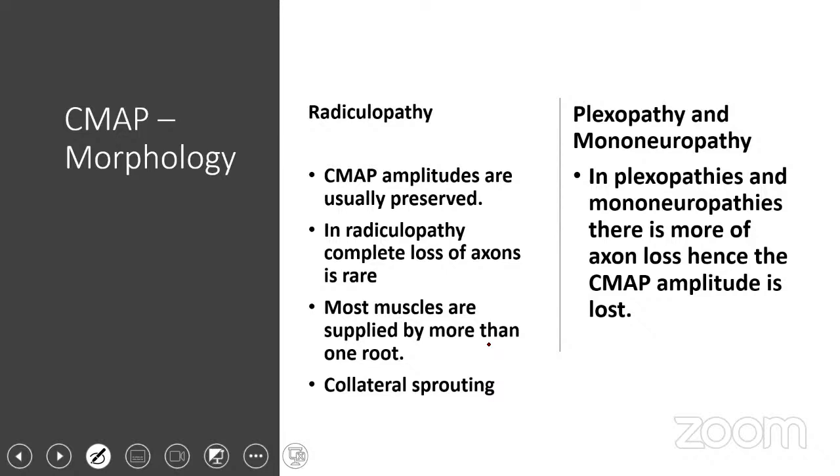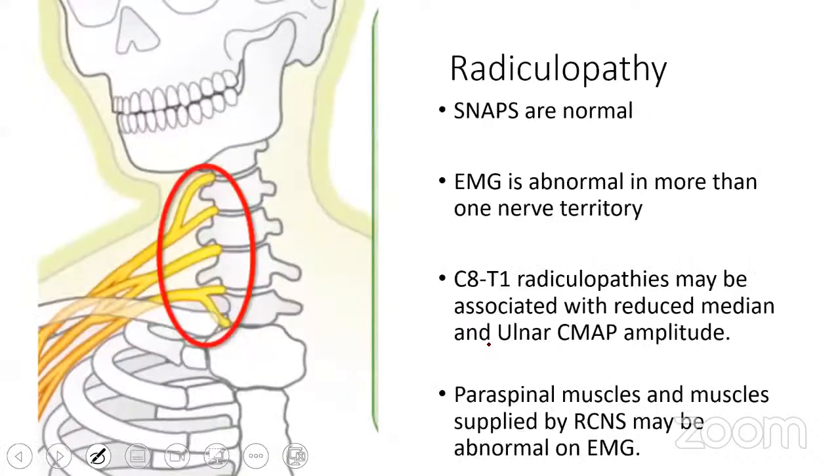CMAP amplitudes are usually preserved in radiculopathy. CMAP amplitude may be reduced, but it never disappears. Most muscles are supplied by more than one root, so it's never that a CMAP is absent, and collateral sprouting also takes place. In plexopathies and mononeuropathies, there is more axon loss, and the CMAP amplitude is lost.